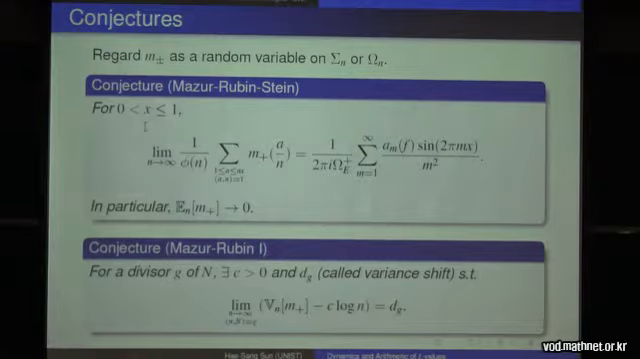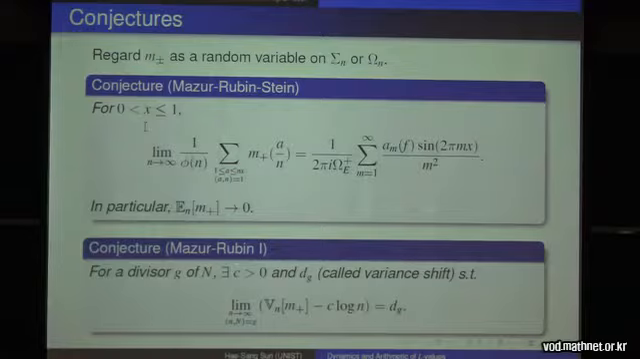And the main point is this. If you put x equal to 1, then this becomes the average of this random variable. So basically this conjecture means that the average of this random variable goes to 0. And the next conjecture is this one, Mazur-Rubin.